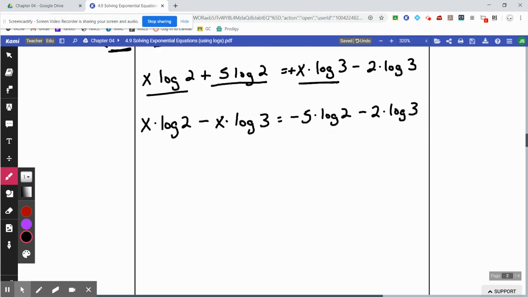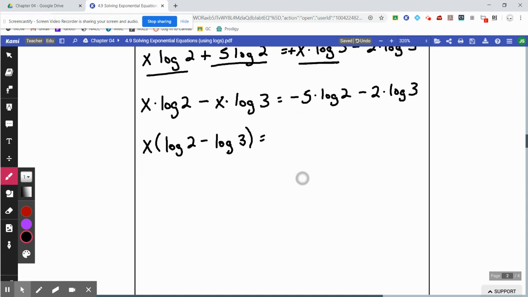And here's why we did this. Our x's are on the same side, and they are like terms, but how do you combine them? What we're going to do is factor out the x, which is just like combining them. And you're going to be left with log 2 minus log 3. And the reason we did that is because we have gone from having 2 x's to a single x. And on the other side, you have negative 5 times log 2 minus 2 times log 3.